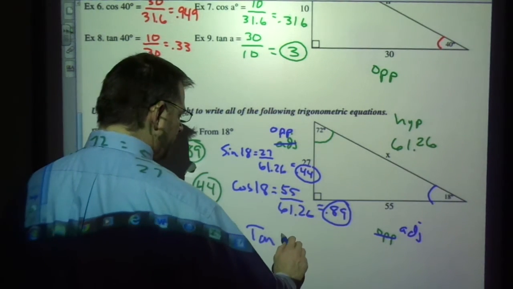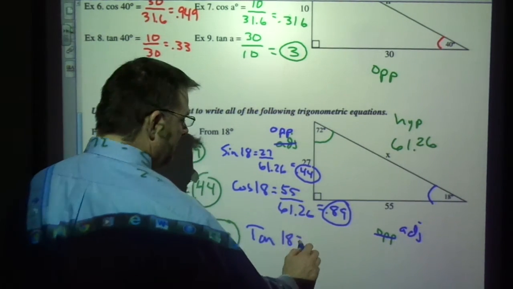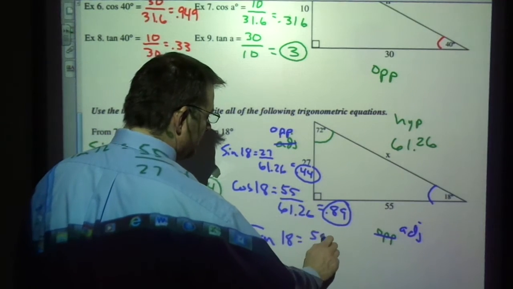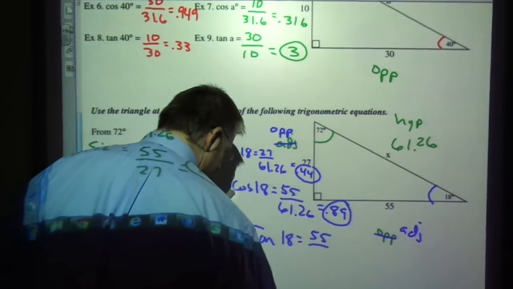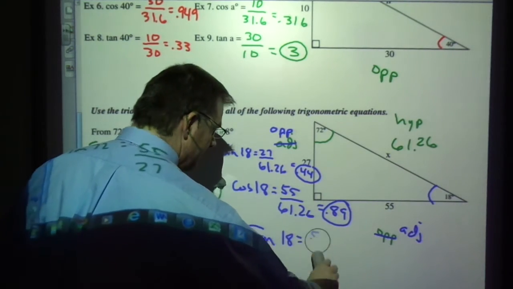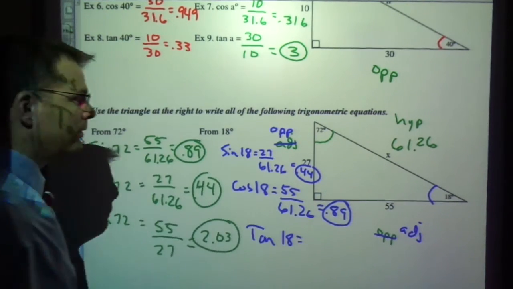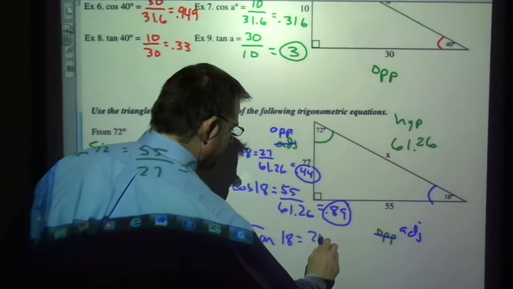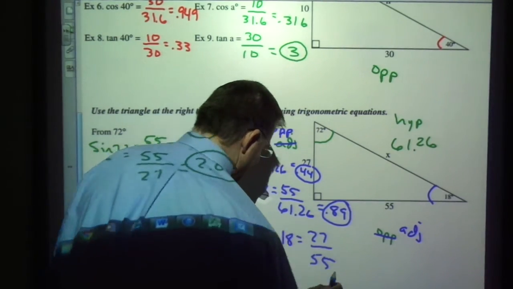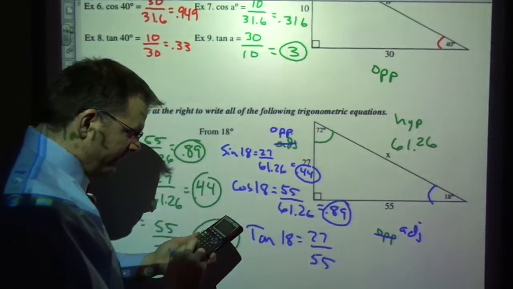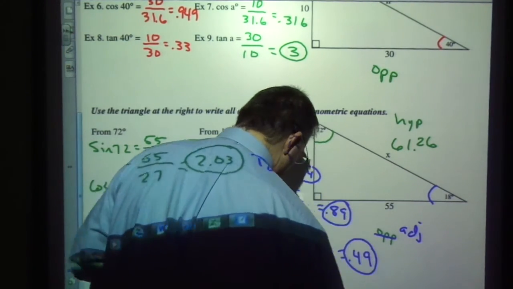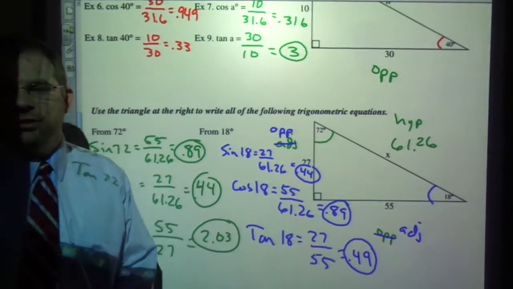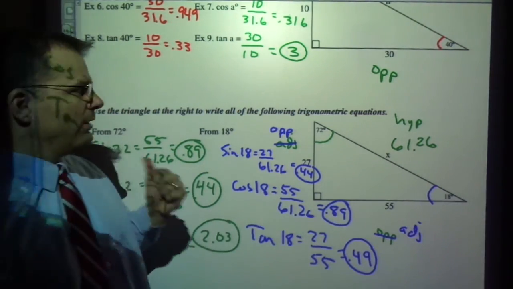You see some patterns here. Tangent, though, is going to be a little different. Tangent of 18 is opposite over, oh wait, no, that's not the opposite anymore. Opposite is 27 over adjacent. 27 divided by 55.49. So that's how you can find the true ratios, the ratios of the sides, depending on what angle we're talking about.